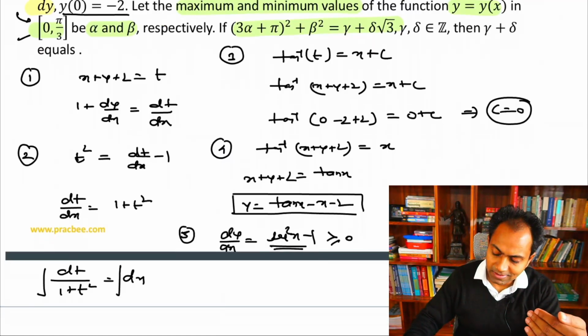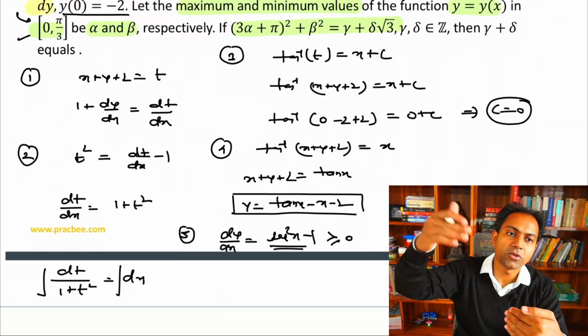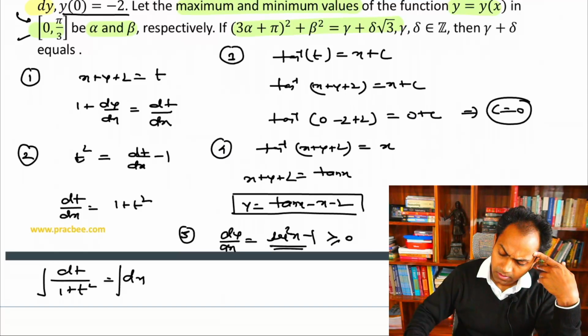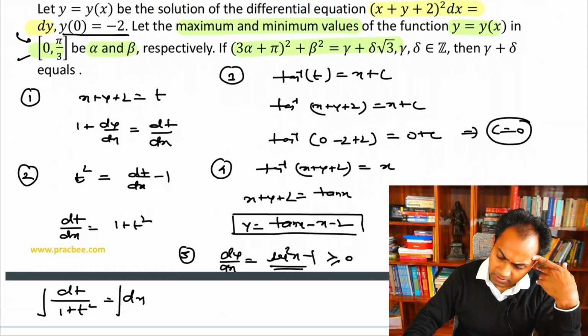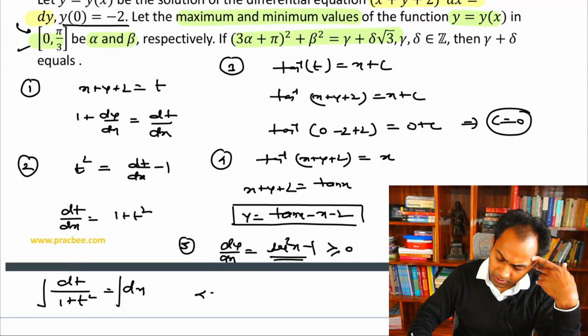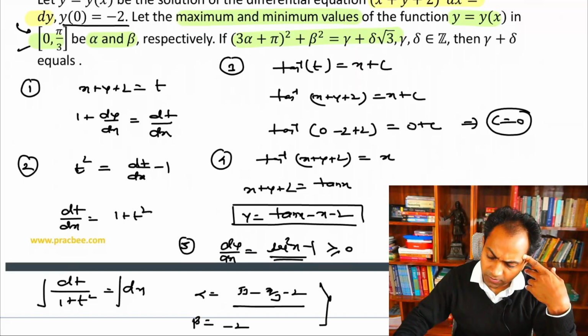You can see that it is an increasing function, wherein the minimum value will come at 0 and then it will keep on increasing till pi by 3. And hence you can see that the value of alpha, that is nothing but the maximum value, will appear at pi by 3. So if I put pi by 3, it becomes root 3 minus pi by 3 minus 2. And if you put the value of beta, beta is nothing but the minimum value. The minimum value will come at 0. That is nothing but minus 2. So we have got the value of alpha and beta.